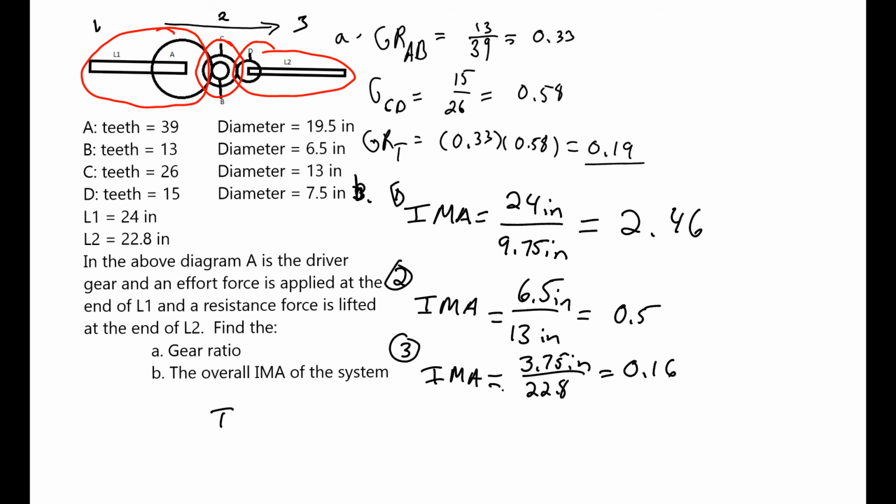Alright, so now for our IMA total, we get 2.46 times 0.5 times 0.16. And what's that end up equaling? So that's our answer to part B, is 0.20. And these two are close, but they don't have to be close or the same thing. Any questions on that one?